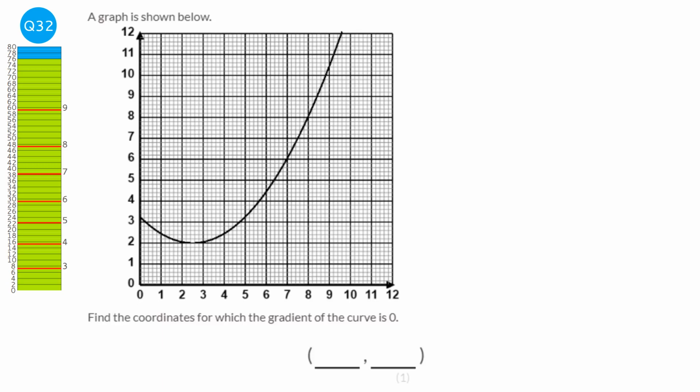A line that has a gradient of 0 will just be a horizontal line. So if you get your ruler and hold it horizontally as a gradient 0, just keep moving down this graph until it becomes the tangent of the curve. You see it becomes a tangent to the curve here. Where is it a tangent to? It's a tangent to this coordinate here, which is at x equals 2.5, and you can see the y is 2. So the coordinates are 2.5 and 2.